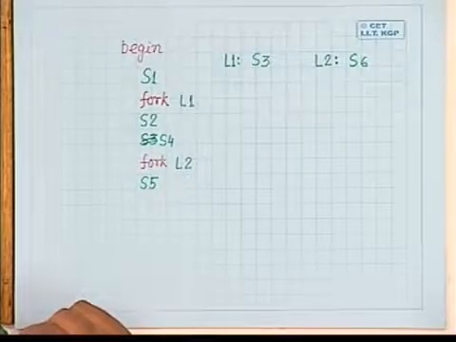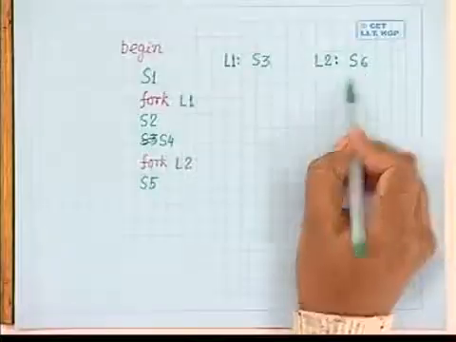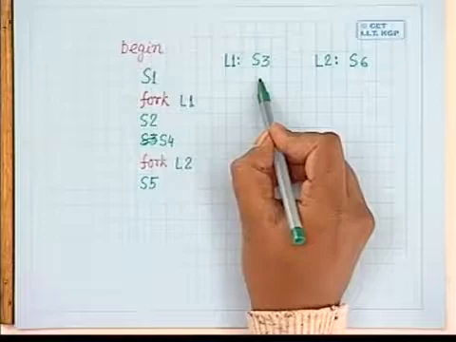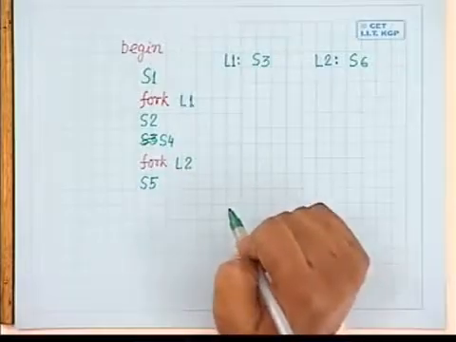So at this point, you find that I have three concurrent processes running in parallel. One is executing S5, the other one is executing S6, and the third one is executing S3. After completion of all these three statements, I have to execute statement S7. But S7 has to be executed by a single process. I have three processes running concurrently, so the other two processes must be terminated when they have completed their job. So how do you do it? That is what is done by the join statement.